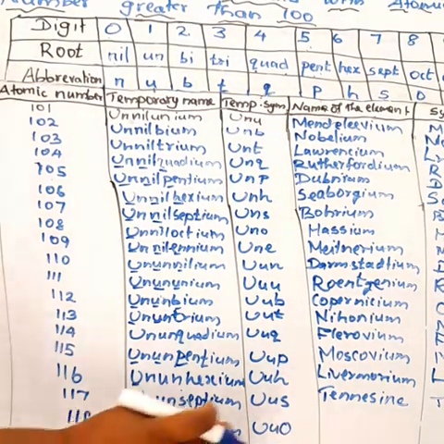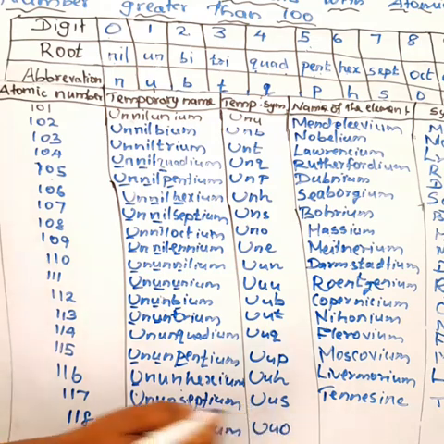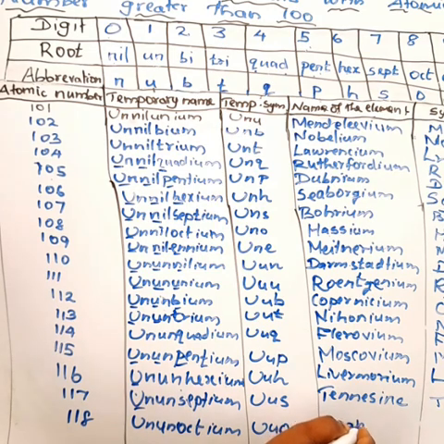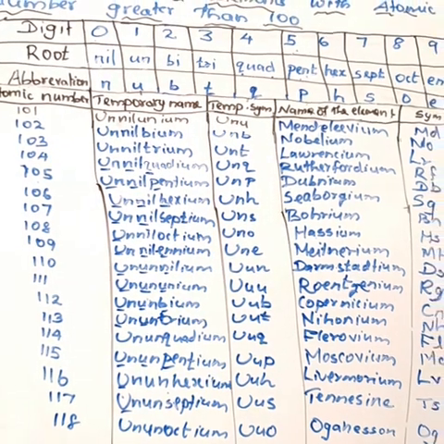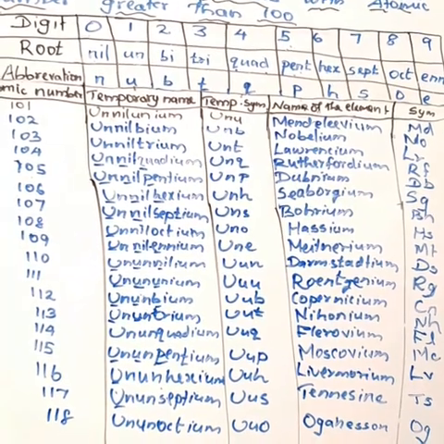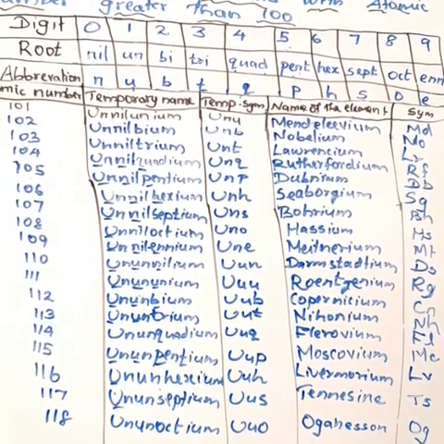Okay, and what is the element name? Name of the element with atomic number 118 is oganesson, symbol Og. What is the symbol for oganesson? Og. Okay, understood? These are about the IUPAC temporary nomenclature of elements above 100 to 118. Understood?